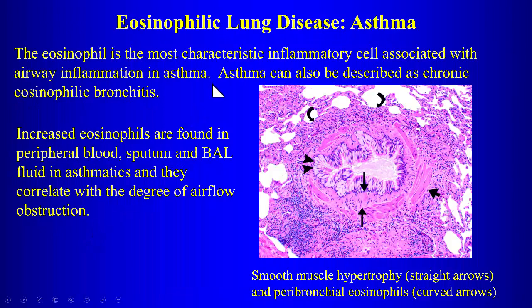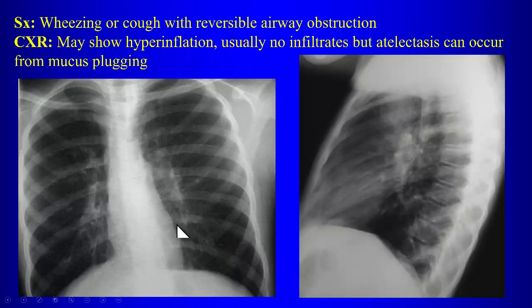Now, asthma also, the eosinophil is an important cell associated with asthma. That is the inflammatory cell that occurs along the airways. That's why we see peribronchial thickening in these patients with asthma. And these patients can also have eosinophils in the peripheral blood and also in the BAL fluid.